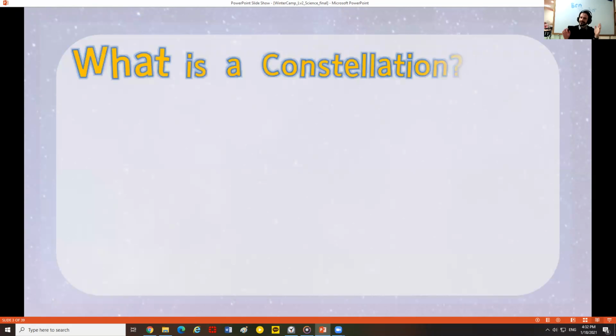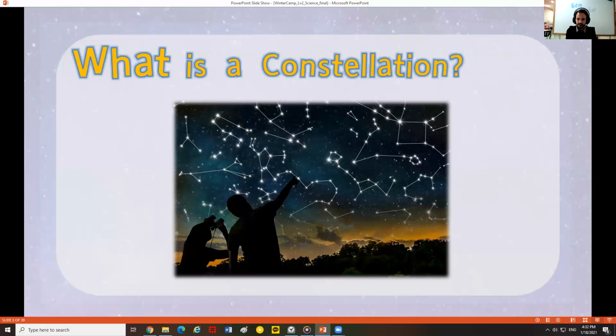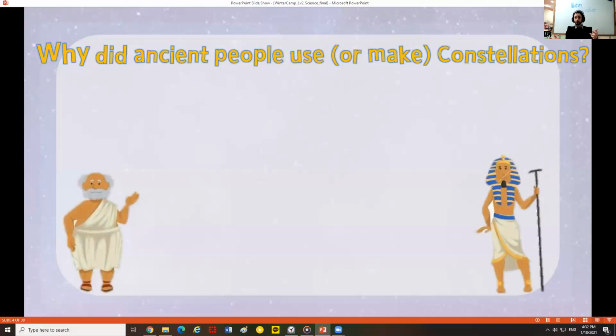Now, let's think, what is a constellation? Well, here we have a picture of some famous constellations, and constellations are pictures or shapes made from patterns of stars in the sky. Now, why did ancient people use or make constellations?